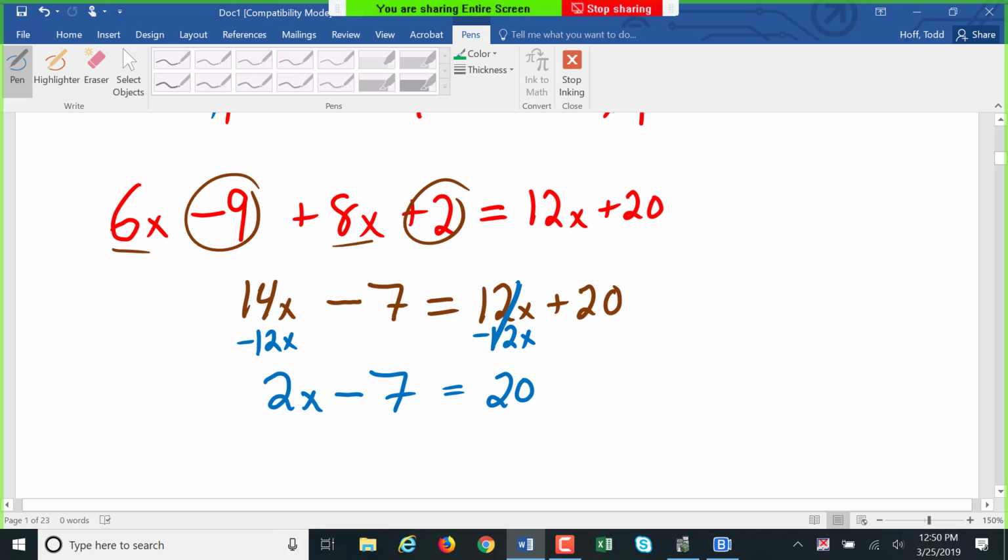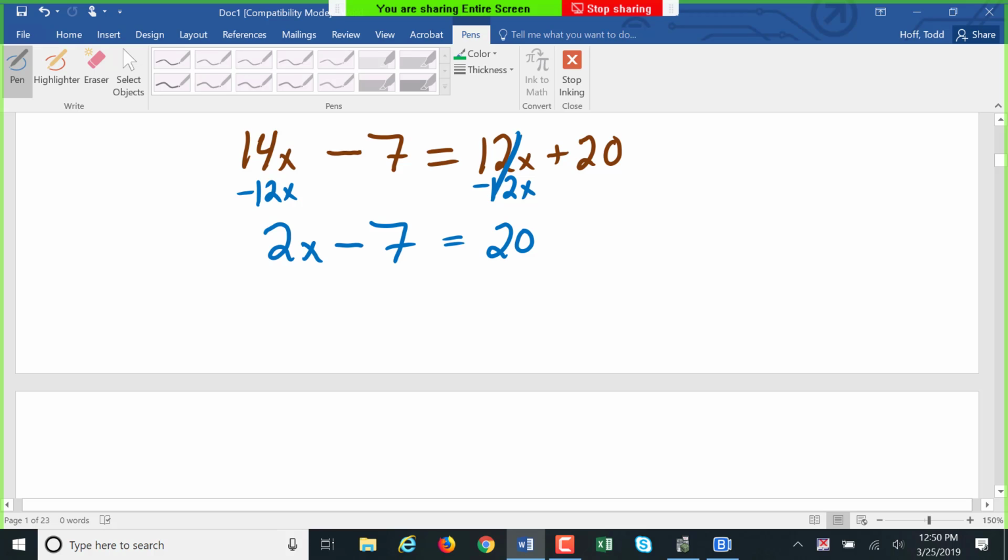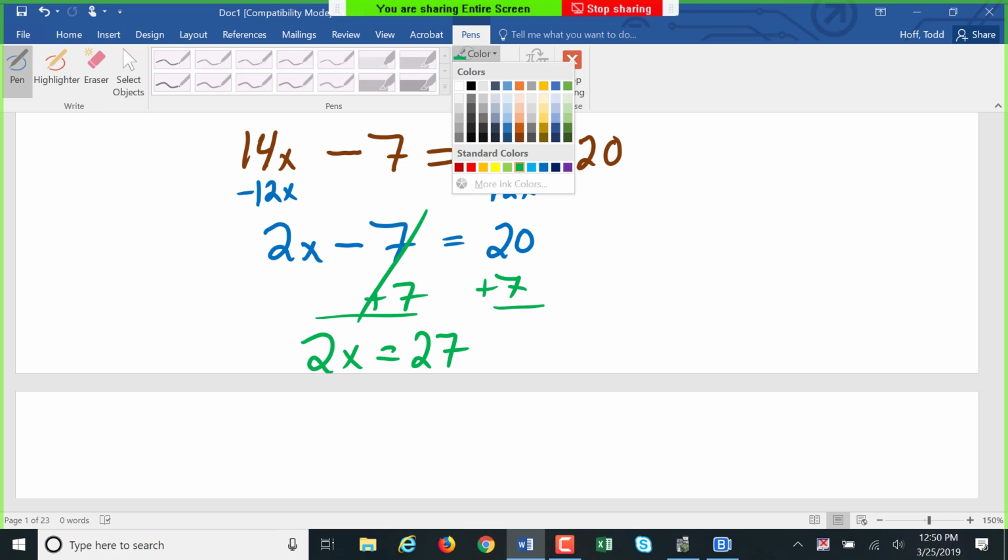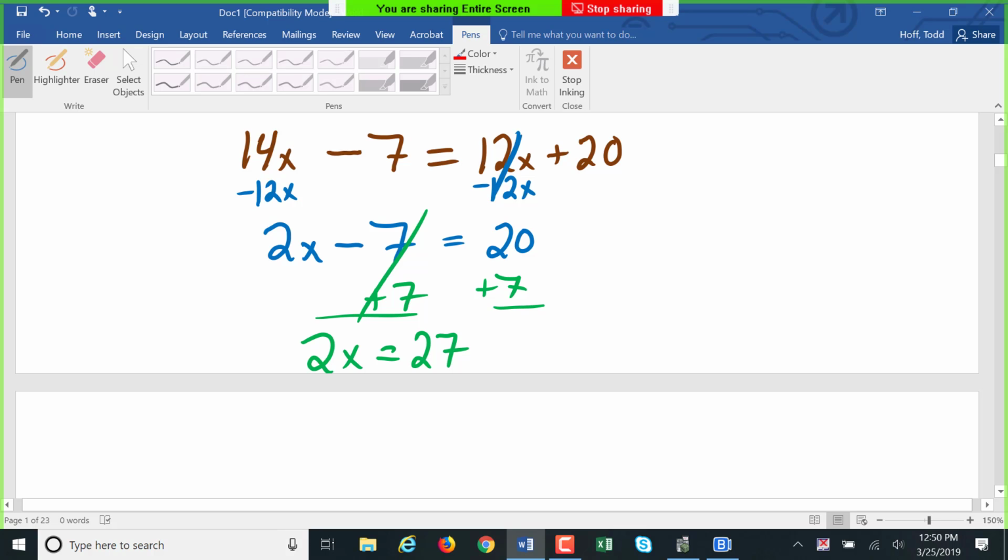And then add 7. So that's gone. We got 2x equals 27. Finally, divide by 2. X equals 13.5 or 13 and 1/2. Any questions there?